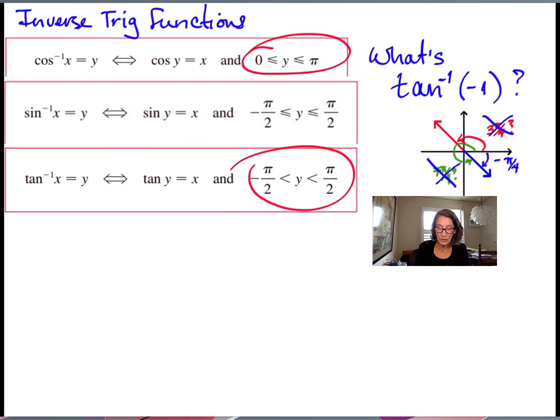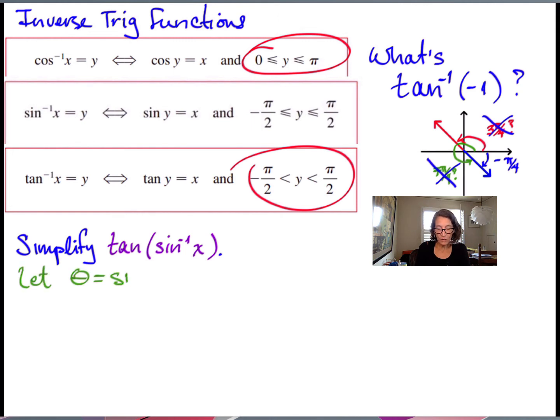Okay. All right, let's do a different type of example. Let's simplify the tangent of the arcsine of x. So we don't have any numbers, we just have an x. So what we're going to do is use the definition of the inverse sine function to rewrite the arcsine of x. So let's give it a name. Let's call it theta, because we know it's an angle, and we like to use Greek letters for angles. So theta is arcsine of x. That means that the sine of theta has to be x.